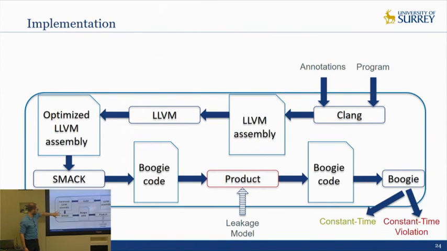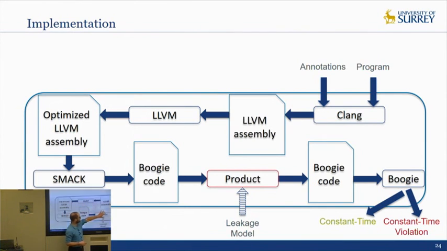And that turns optimized LLVM assembly into Boogie code, and that's a one-to-one mapping that preserves the shape of the code and is very, very close semantically. The assumption here is that the transformation doesn't change timing, but really you could do a reading of it in parallel and be fine with it.